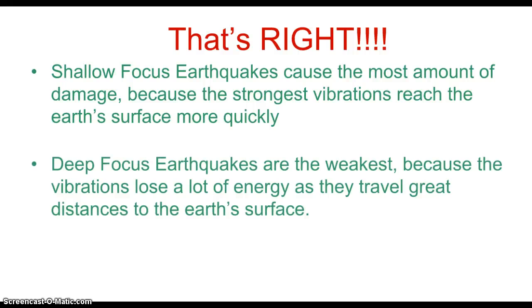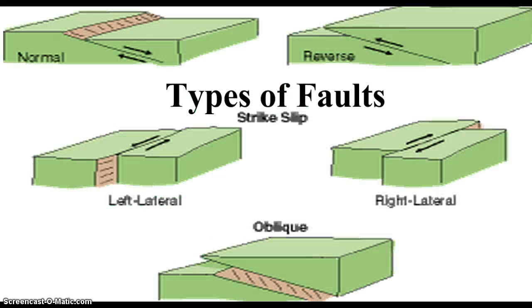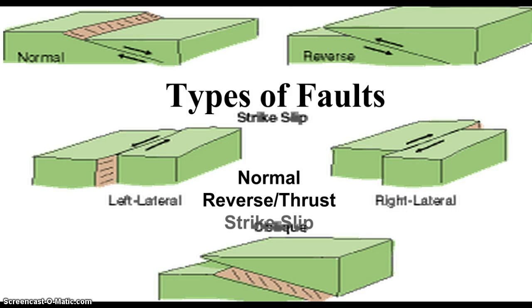So the sound waves don't have as far to travel and they're still strong. Deep focus earthquakes are the weakest because their vibrations usually lose a lot of their energy as they travel the distance to get to the surface. And intermediate is somewhere in between. So last but not least, I want to talk about the types of faults. We're going to talk about normal, reverse or thrust, and strike slip.